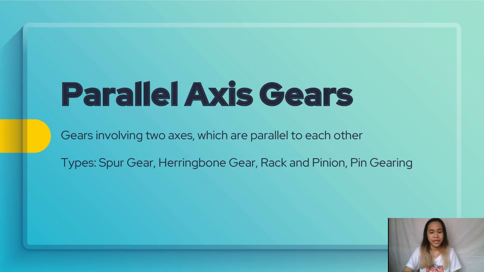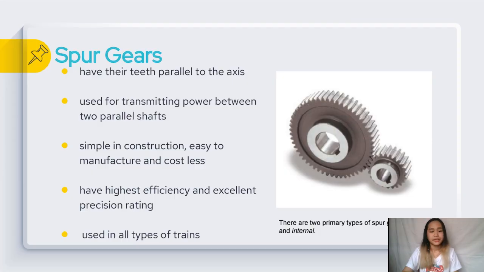The spur gears have their teeth parallel to the axis, used for transmitting power between two parallel shafts, simple in construction, easy to manufacture and cost less, have highest efficiency and excellent precision rating, used in all types of trains. Also, there are two primary types of spur gears: the external and internal spur gears.